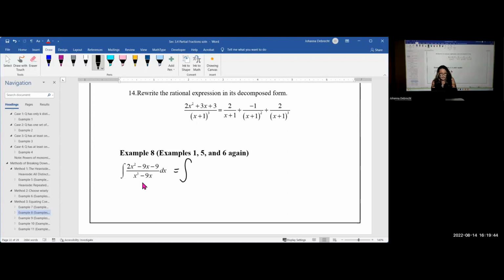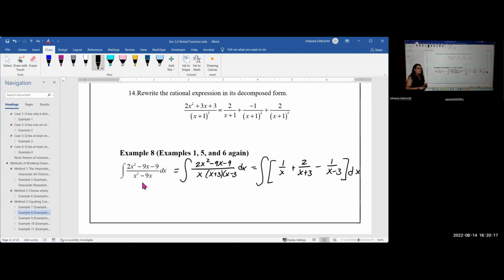And what we have found is that this becomes, of course, the integral of 2x squared minus 9x minus 9 over factored x plus 3, x minus 3 dx. And when we decomposed it, we got 1 over x plus 2 over x plus 3 minus 1 over x minus 3. This is what we got when we decomposed it using the method of partial fractions. So whether you did Heaviside, choose wisely, or equating coefficients, you got the numerator values.